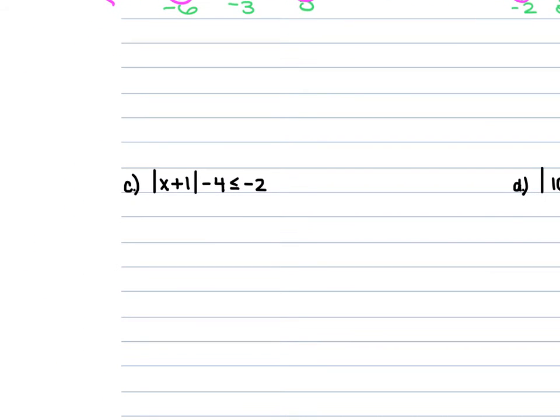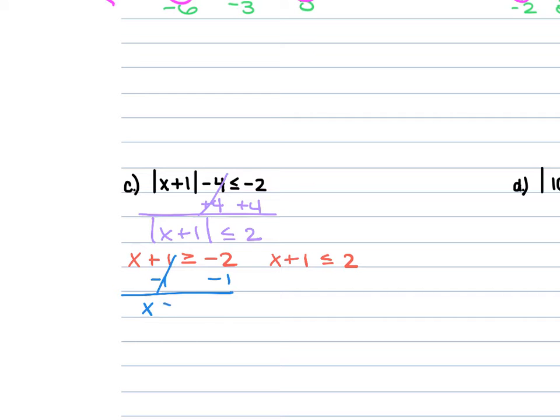For C, we have the absolute value of x plus 1 minus 4 is less than or equal to -2. So we're going to add the 4 to both sides. So the absolute value of x plus 1 is less than or equal to 2. Possibility, yes, x plus 1 is greater than or equal to -2. X plus 1 is less than or equal to 2. Move the 1 over, subtract it from each side. We get x is greater than or equal to -3. And x is less than or equal to 1.